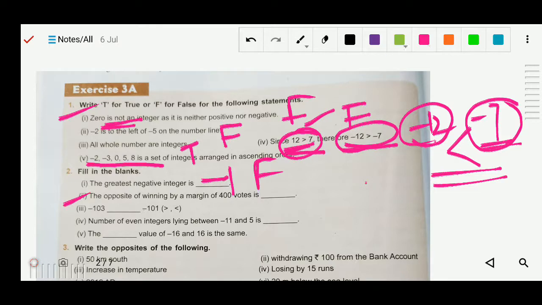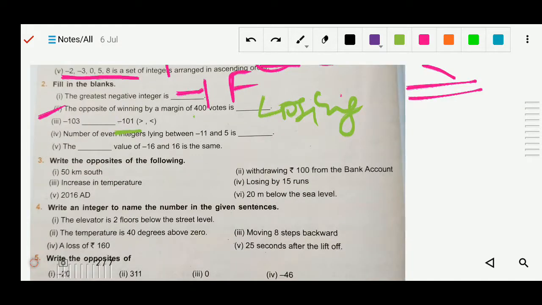Next, the opposite of winning by a margin of 400 votes means losing by. If it is a win, then what is the opposite? Losing. Next one, minus 103, here is minus 101, so which sign should we use? Of course, this is greater, 101 is greater than. So likewise you can solve the rest of the questions.